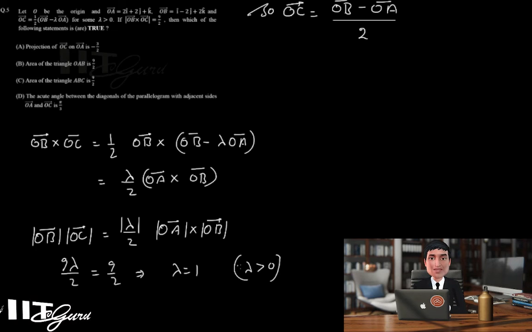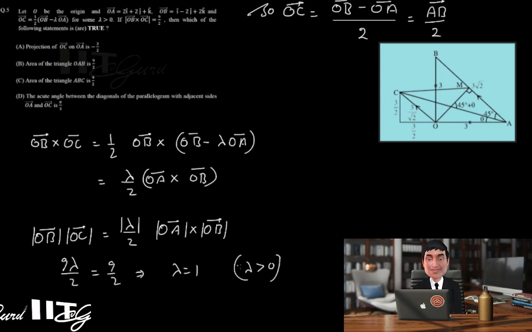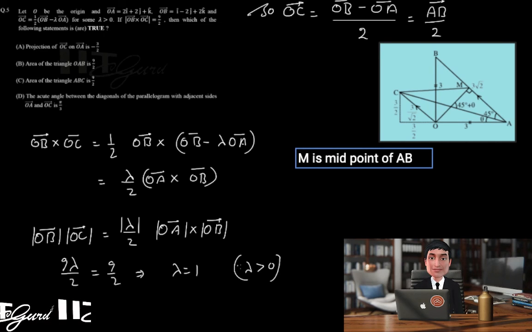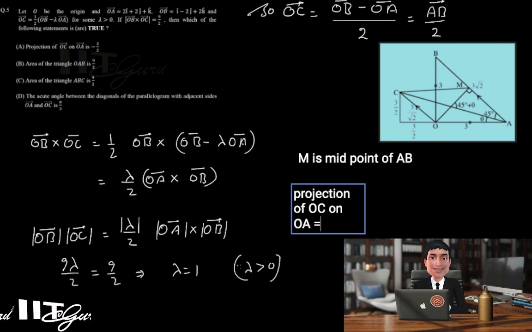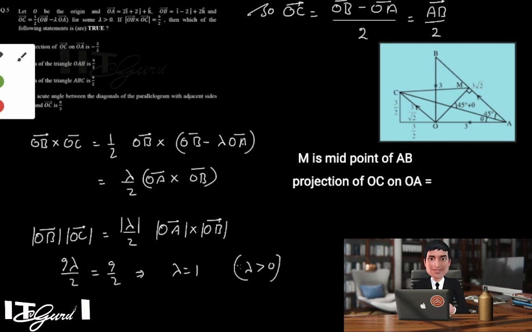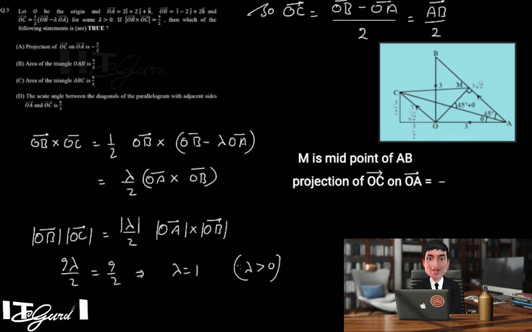Okay, and that is OB minus OA. So position vector of B minus position vector of A, that is the AB vector, we can write, right? So AB vector divided by 2. Let me draw this: this is the OM vector and this is the OC vector. Now M is the midpoint of AB, and note that the projection of OC vector on OA vector is minus 3/2. So option A is also correct over here.